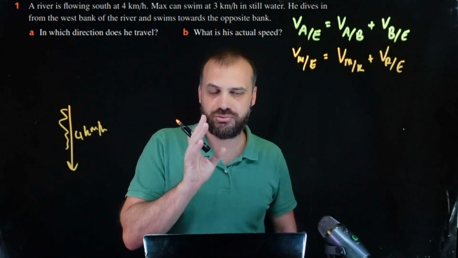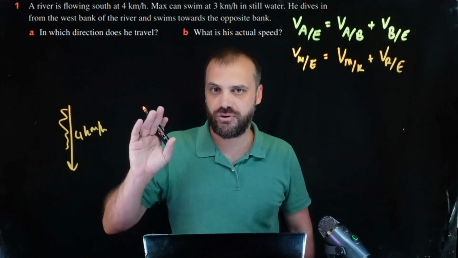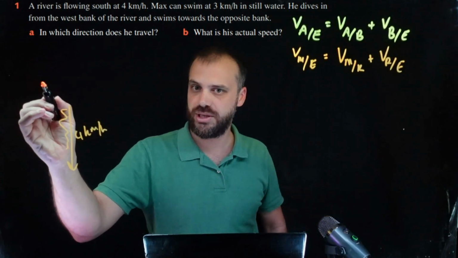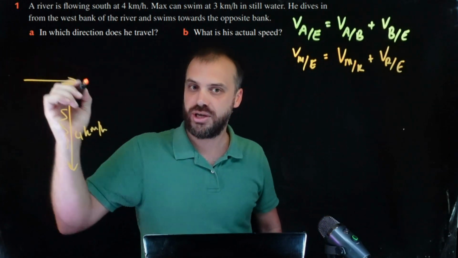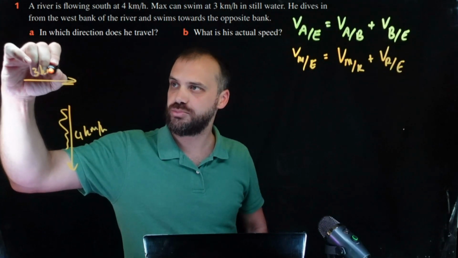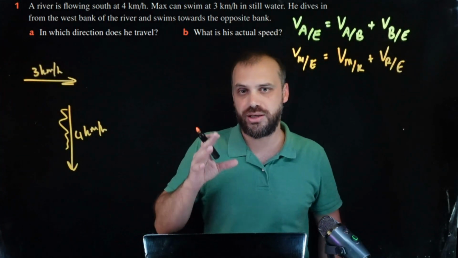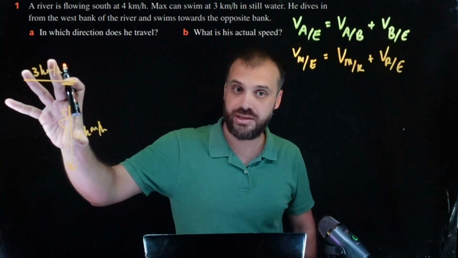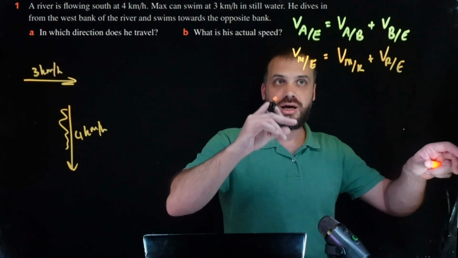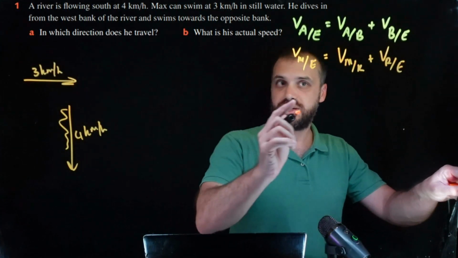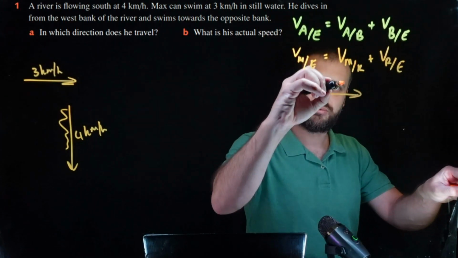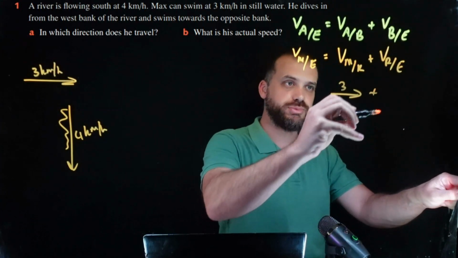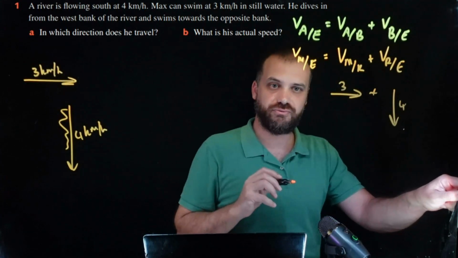Max can swim at 3 kilometers an hour, and he dives in from the west bank and he tries to swim across the river. So he dives in from here and he starts swimming across, and he can travel at 3 kilometers per hour in still water. He can travel at 3 kilometers per hour with respect to the river. All right, taking this and putting it into our formula, the velocity of Max with respect to the river is equal to 3, just like that. The velocity of the river with respect to Earth is equal to that, 4.